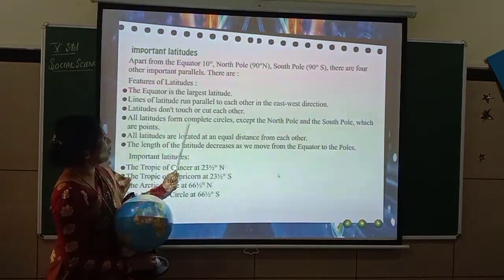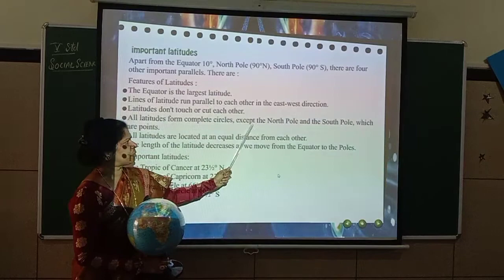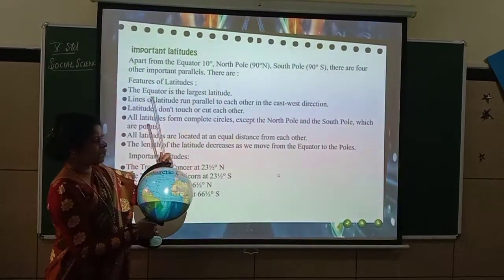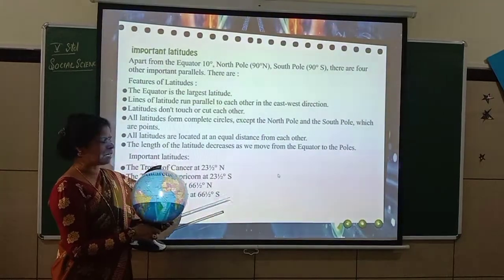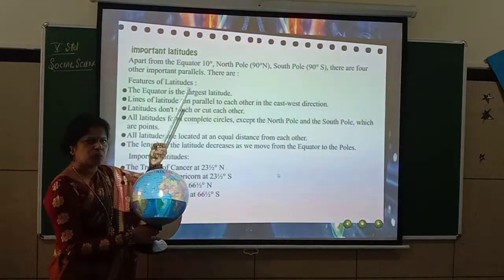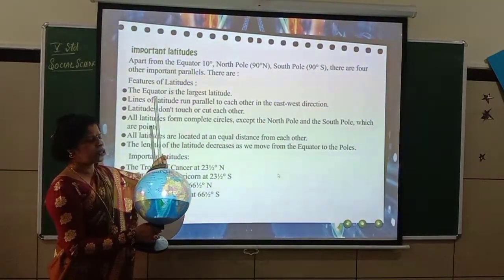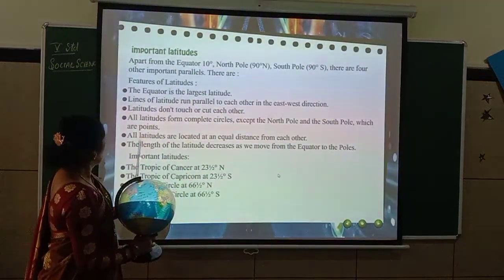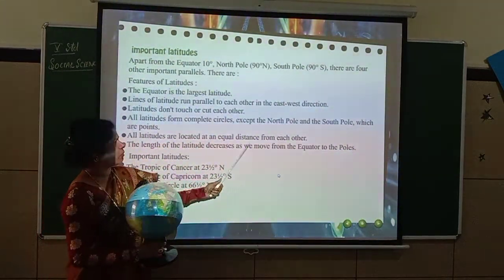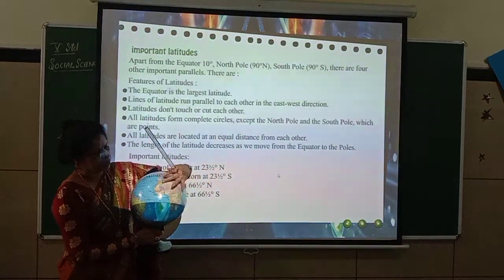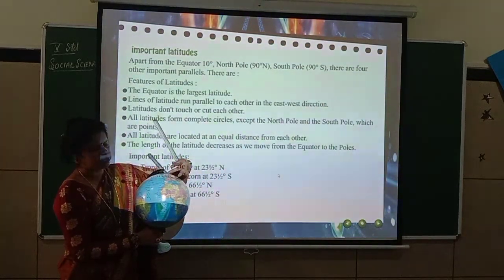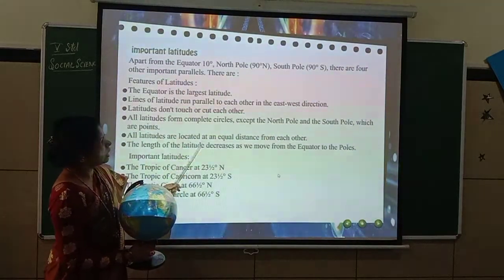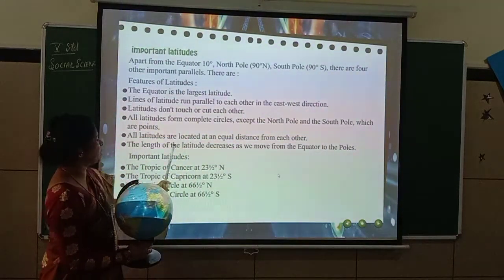All latitudes form complete circles except the North Pole and the South Pole, which are points. So actually the North Pole and South Pole are also latitudes, but what is happening? It is just coinciding like a point. So we call this the North Point as well as the South Point. All latitudes are located at an equal distance from each other. From here to here, if you take equal distance, from there to there, equal distance like that. Every latitude is arranged at a proper, equal distance.